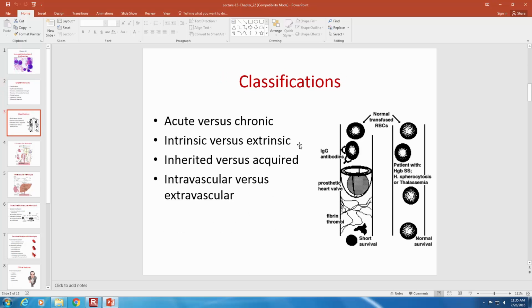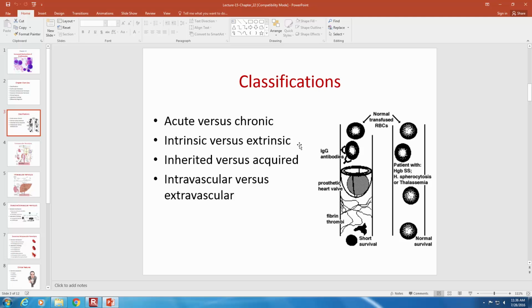So the concept is that there are several different classifications that need to be understood. This classification is going to differentiate between acute hemolysis versus chronic hemolysis. Okay? Acute, the name tells you what it is. It happens quickly, it happens rapidly. Chronic one is going to be continuous over a long period of time. I'll give you some examples.